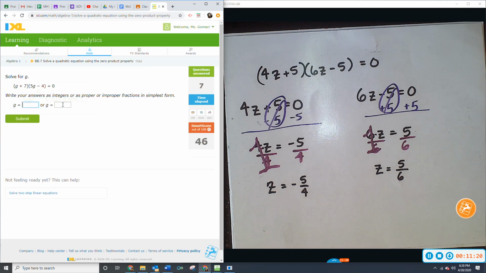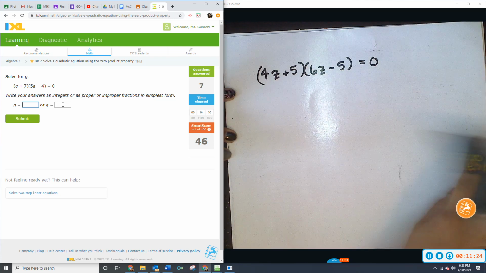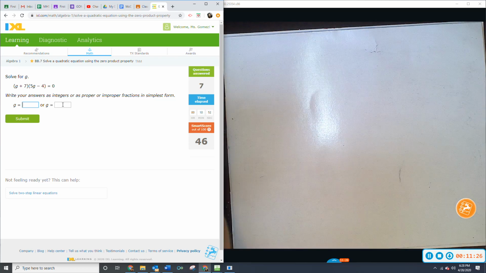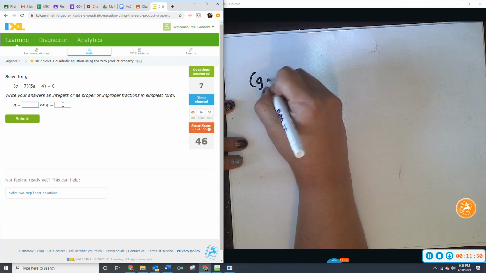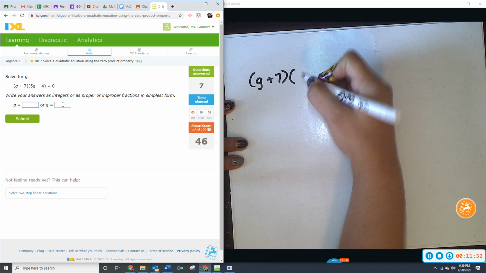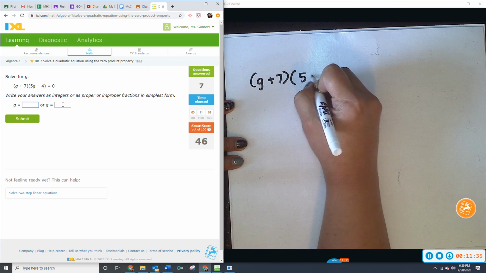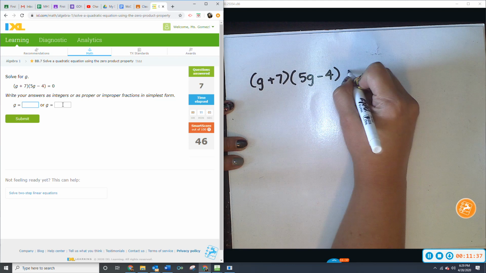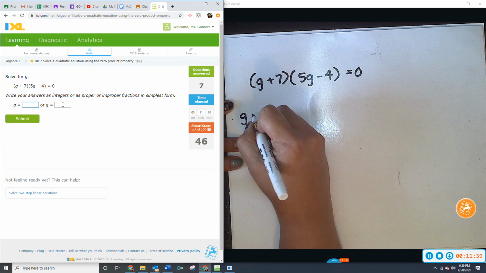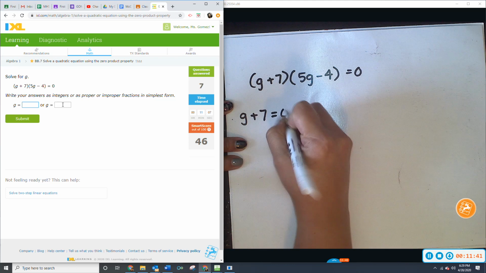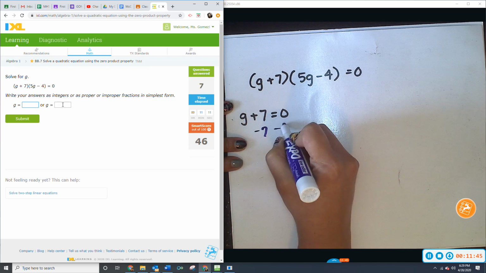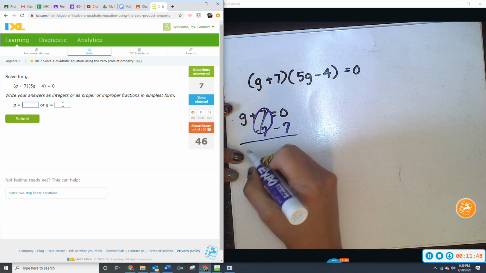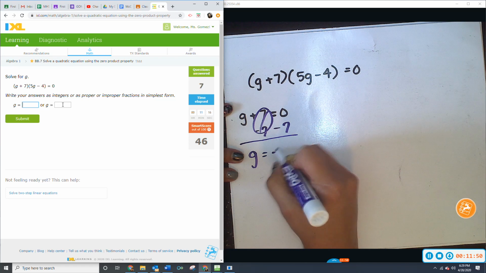All right. Now, this next problem that you have is kind of nice because it gives you a little bit of both. So it gives you an easy factor, g plus 7, and it gives you a harder factor of 5g minus 4. All right, well, the g plus 7, that one's ridiculously simple, isn't it? Leaving you with g is equal to negative 7.